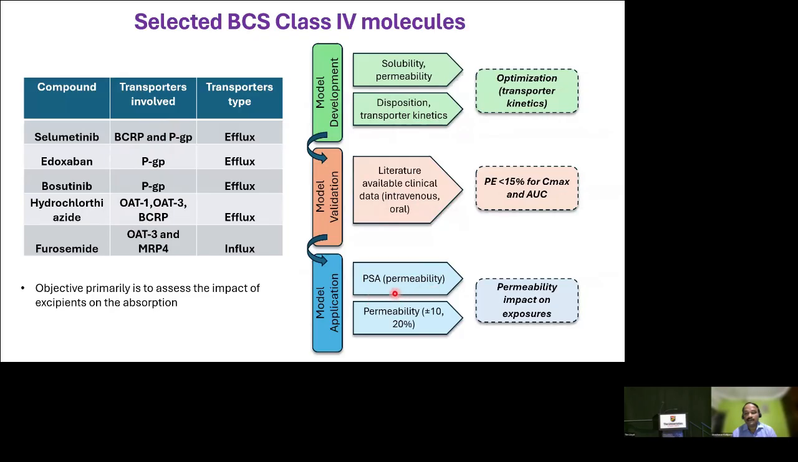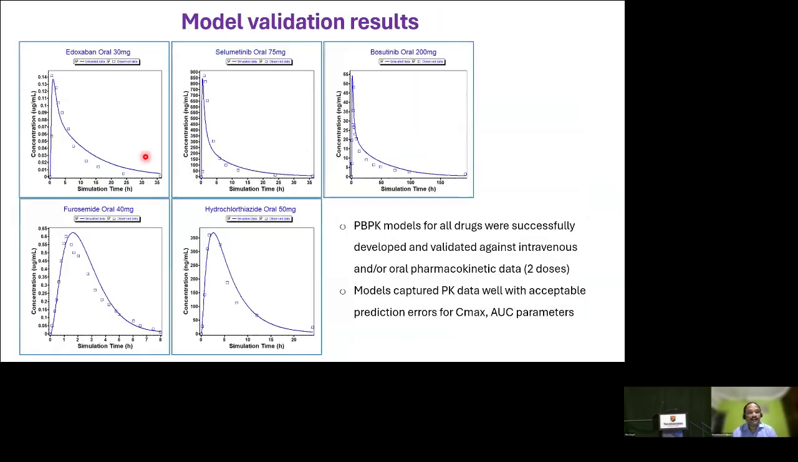And finally, we have done the parametric sensitivity analysis for permeability, and then we also have altered the permeability by plus or minus 10 and 20% to understand how the permeability alterations will impact the exposures. So this is the model validation data for all the 5 molecules. And again, we have validated the model at least at 2 doses and as well as at the intravenous dose if it is available. And in all the cases, the model described the pharmacokinetic linearity very well. The prediction errors for Cmax as well as the AUC are acceptable. And that's where the models were utilized for further application part.